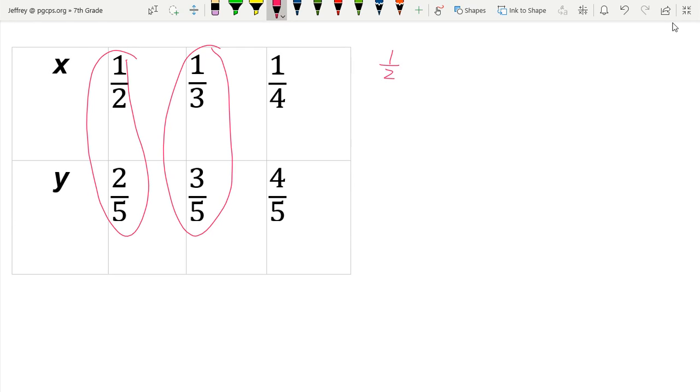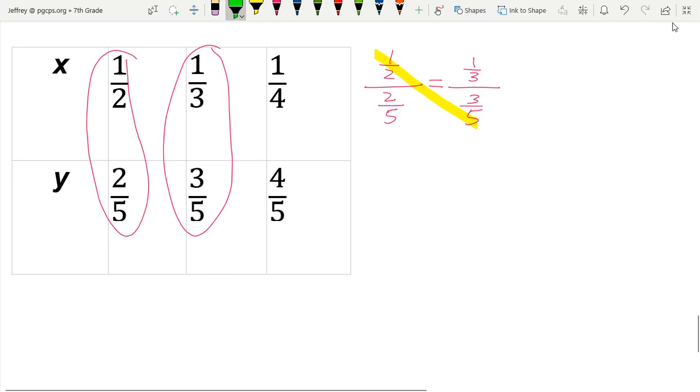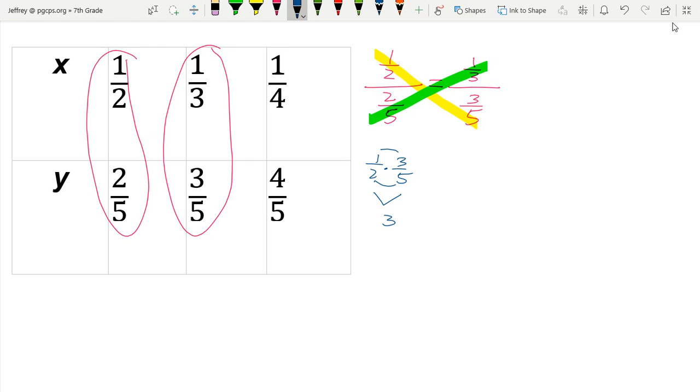So we've got 1/2 over 2/5. Is that equal to 1/3 over 3/5? Remember, we're going to do cross products. I'm going to highlight it first. Okay, so 1/2, the yellow one, 1/2 times 3/5. That should give us 1 times 3 is 3, 2 times 5 is 10. Would that equal, we've got 2/5, the green one now, 2/5 times 1/3. So 2 times 1 is 2, and 5 times 3 is 15.